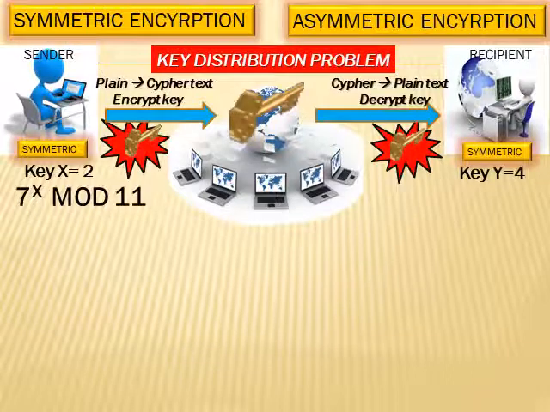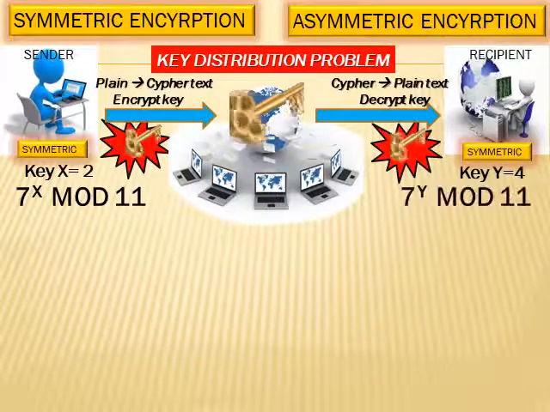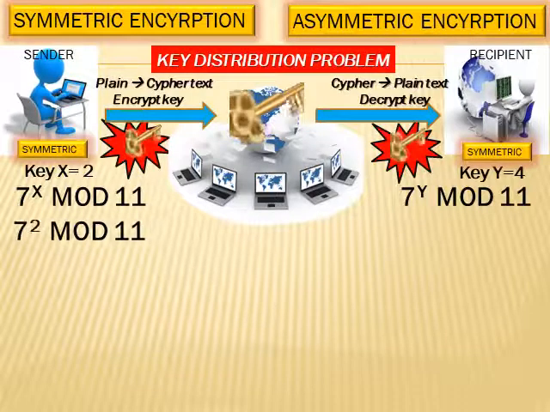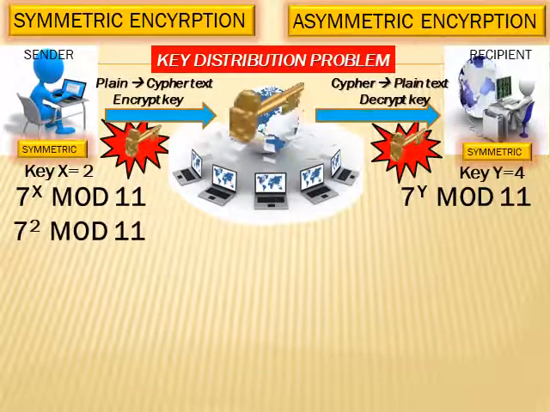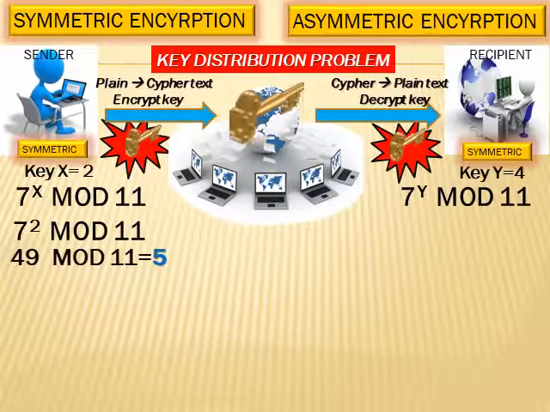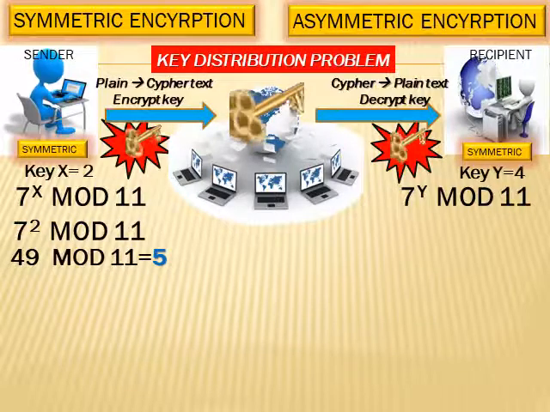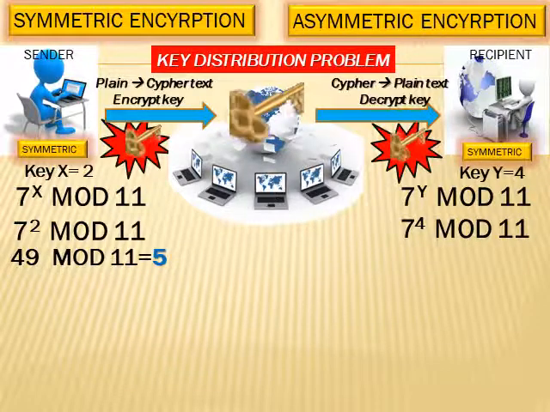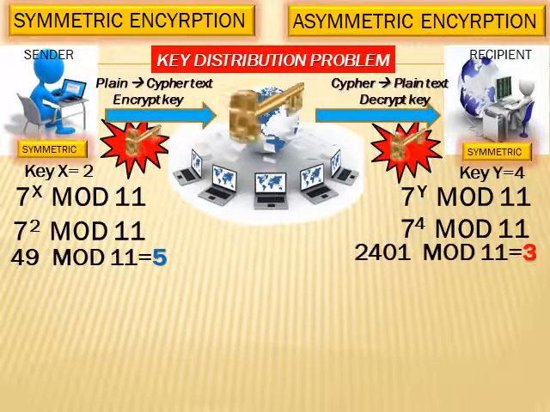Step 2. The key x equals 2 is placed in a simple algorithm calculated by 7 to the power x, mod 11. The function mod gives the remainder after division. 7 to the power of 2 equals 49. Mod 49 with 11, you get a remainder of 5. The recipient will perform the same calculation with the same algorithm. 7 to the power of 4 equals 2401. Mod it with 11. You get a remainder of 3.